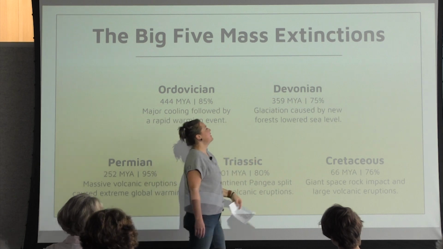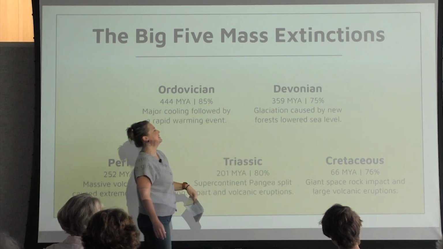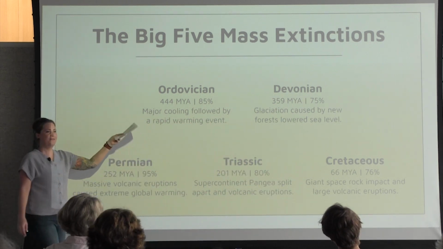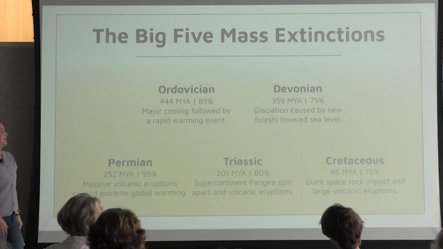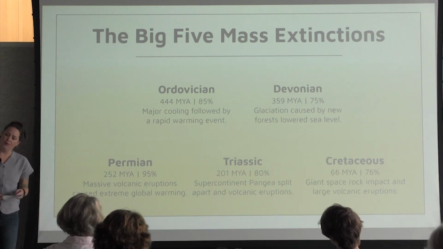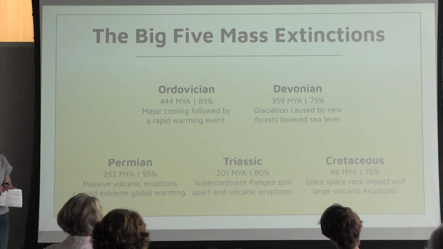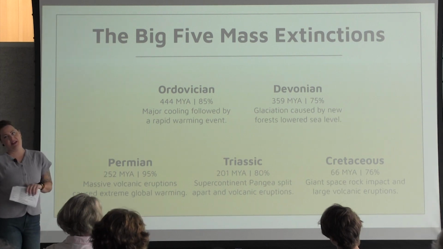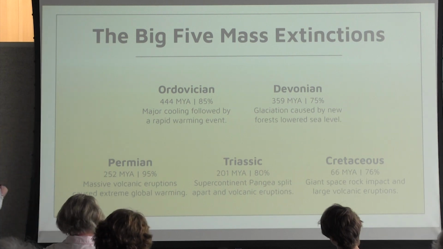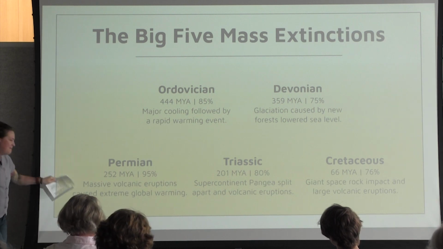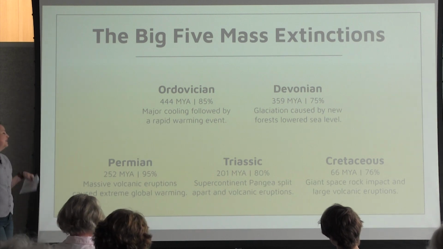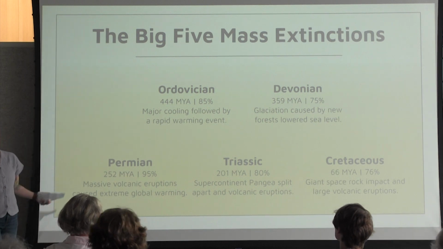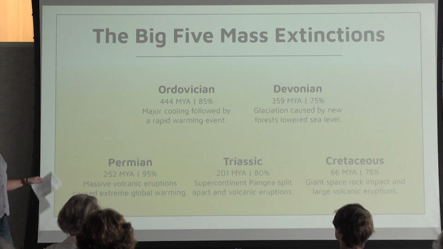The Devonian, 359, 75% go extinct. Glaciation caused by new forests lowered the sea level. Everything goes. The Permian was a bad one. 252 million years ago, 95% of life goes extinct. This is the closest our planet has ever been to just wiping it all out. And this was massive volcanic eruptions causing extreme global warming during this time.